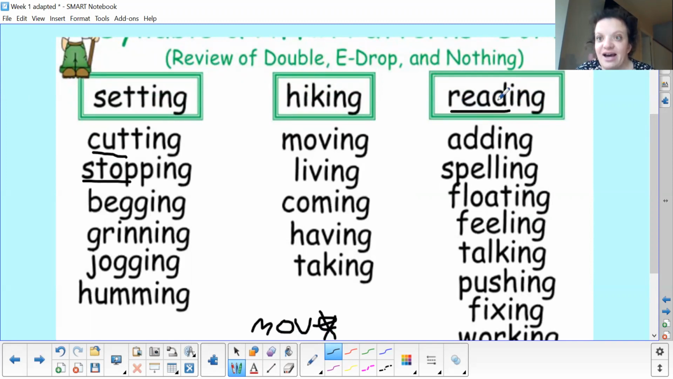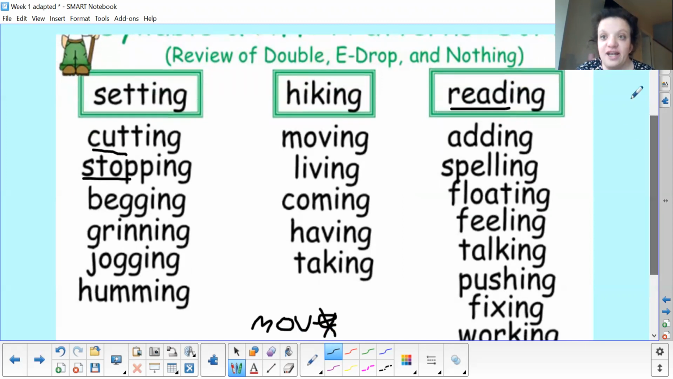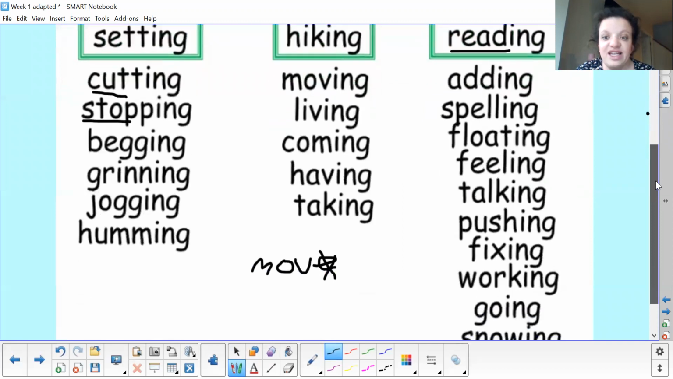And then some here, if we look at reading, so the root word is read. Okay, it's got the E sound, so it's a long vowel. We check for an E, it hasn't got an E on the end, so we do nothing and we just add ing.